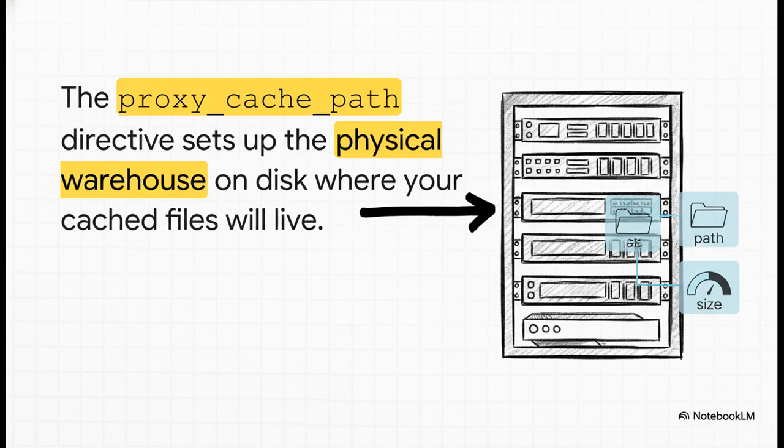This is where you set up the storage space. You're basically telling NGINX, okay, I want you to create a cache right here on the disk, and you can use this much space. You're building the shelf before you put anything on it.